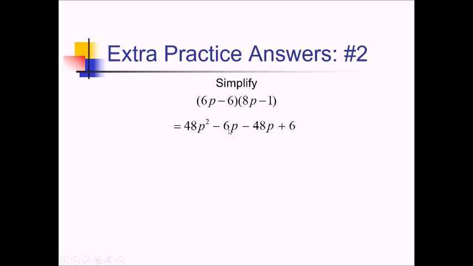So we have negative 6p and negative 48p. That adds up to negative 54p in the middle. And everything else is completely unchanged.